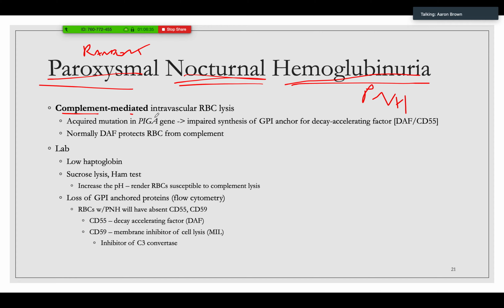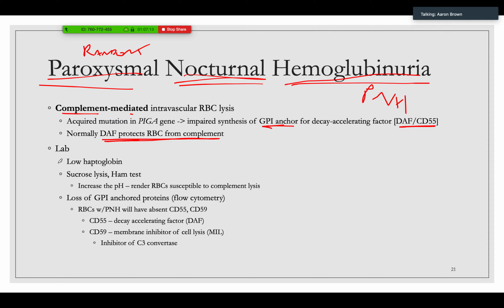Complement-mediated lysis of red blood cells. Complement are those factors that typically attack bacteria and destroy bacteria. Instead, complement is destroying our red blood cells. Why is it doing that? Well, we have a factor in our blood that stops complement. In this condition, we lose the anchor that is supposed to anchor that to red blood cells. Normally we have this DAF to protect red blood cells. We lose the anchor for DAF. Now, complement can go destroy our red blood cells.